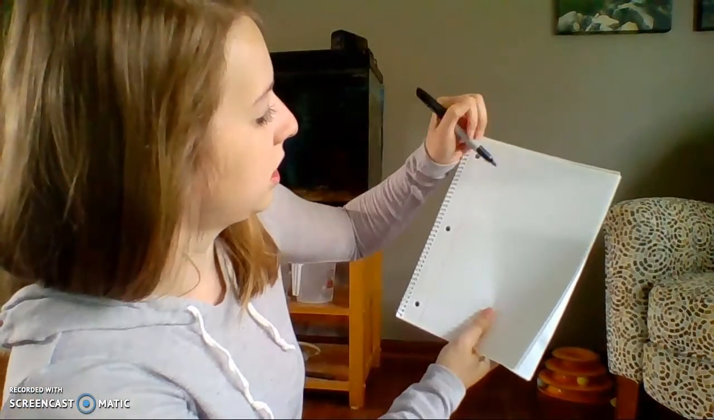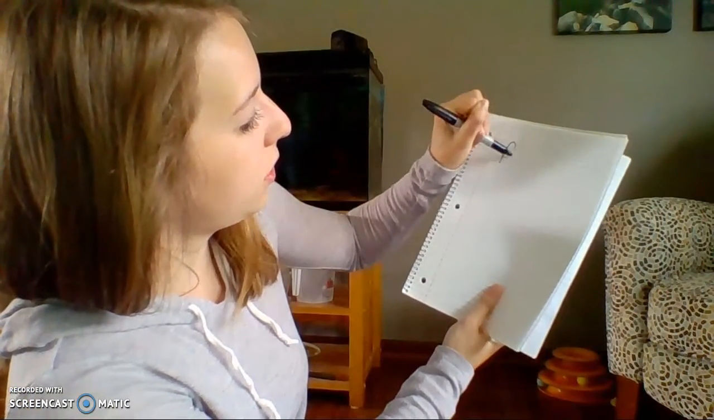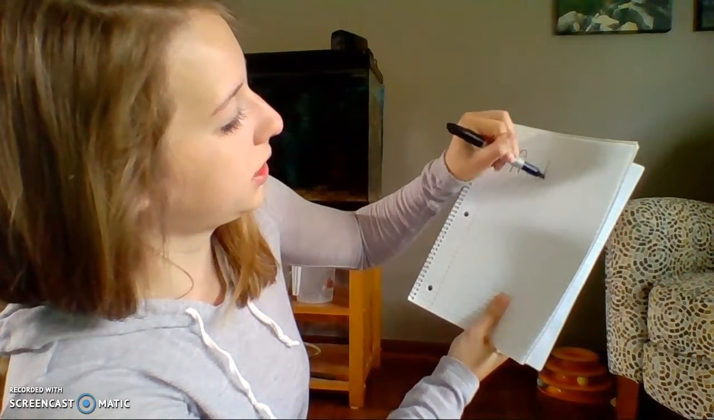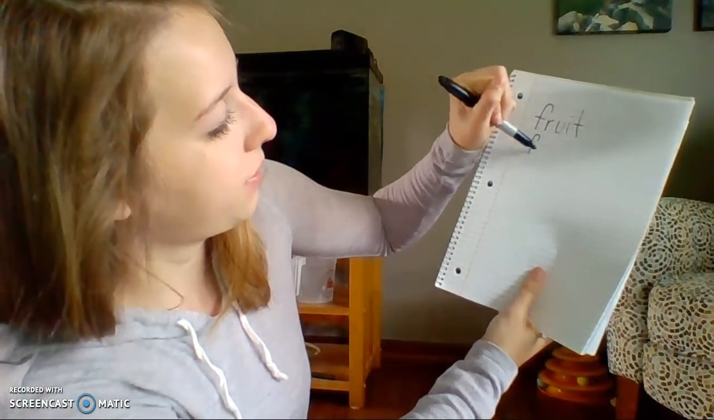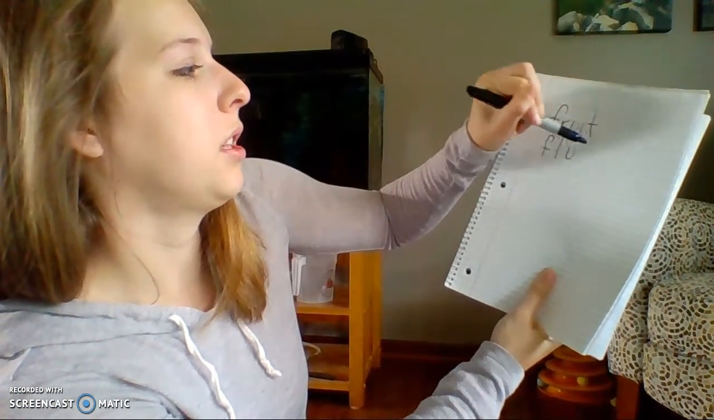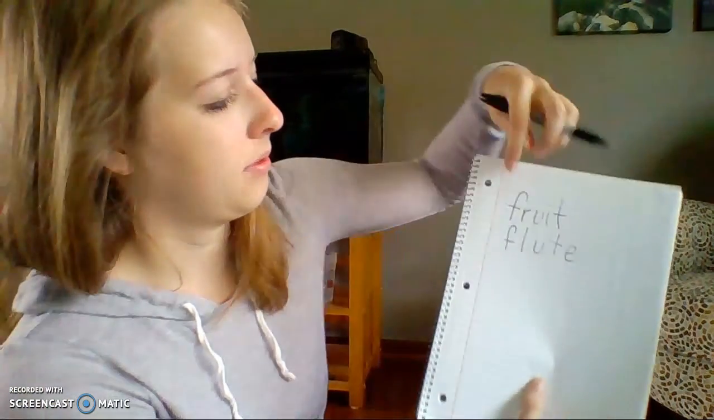The last thing I want to do today is to make a list and write down all of the F words we found. Remember, F is for fruit. Let's write the word fruit. Fruit. This is a flute. Those rhyme. Fruit and flute. Let's write the word flute. Fruit and flute rhyme. They both start with F.